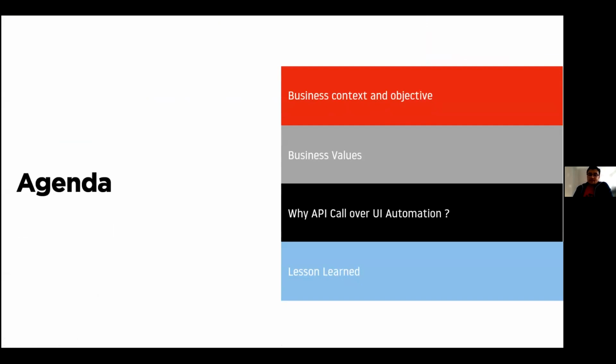So this is my today's agenda. Here I'm going to give you a business expectation overview, so you can say business context and objective. What all are the business values we have achieved, and why we have chosen API calls over the UI automations. And in the end, the lessons learned we have.